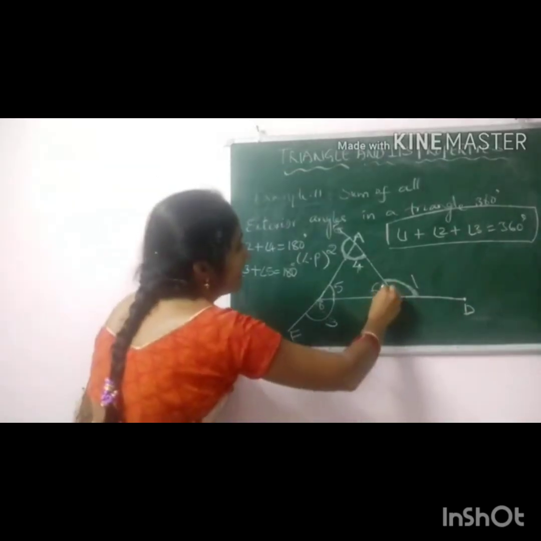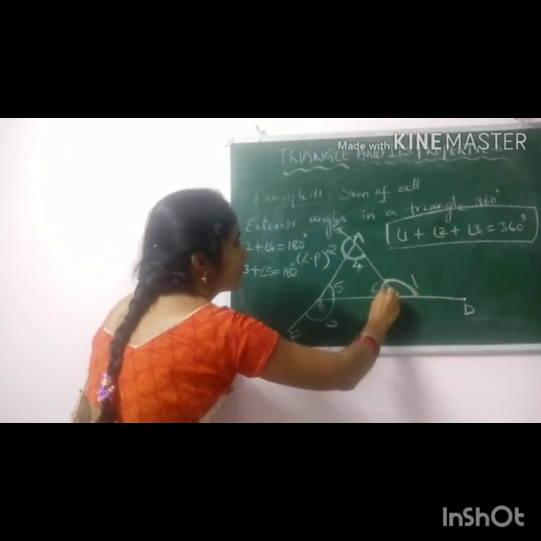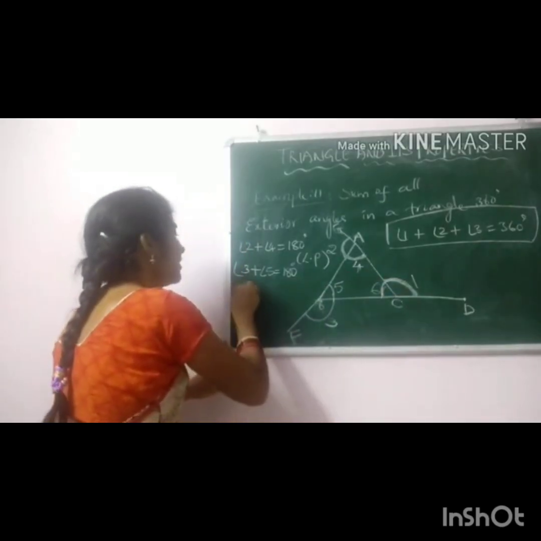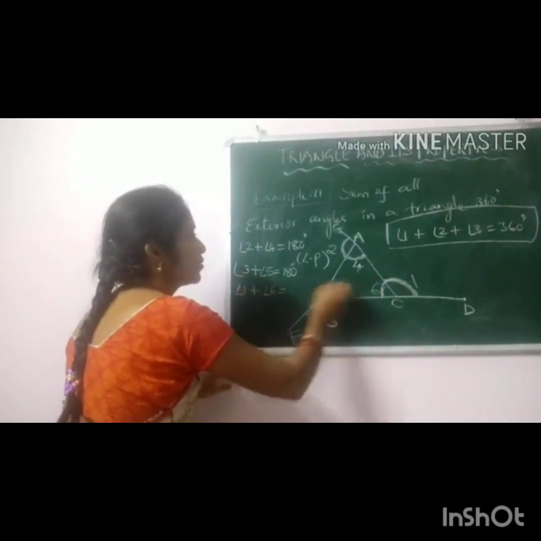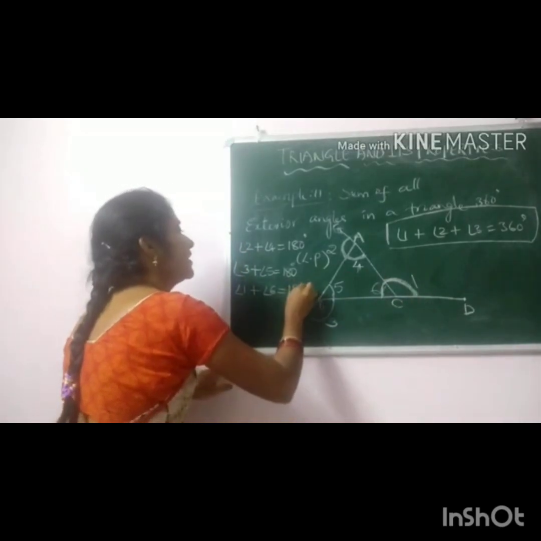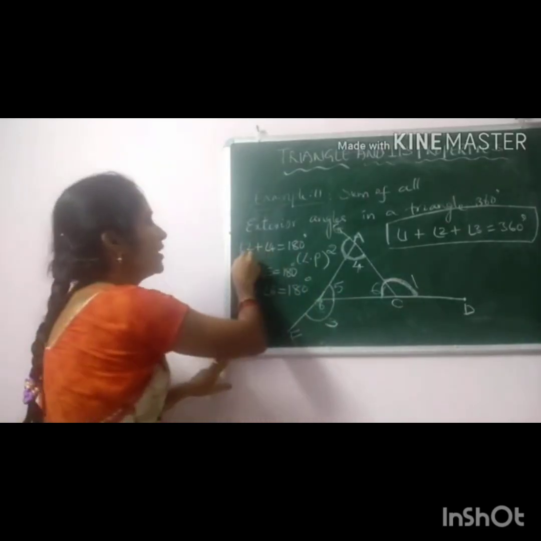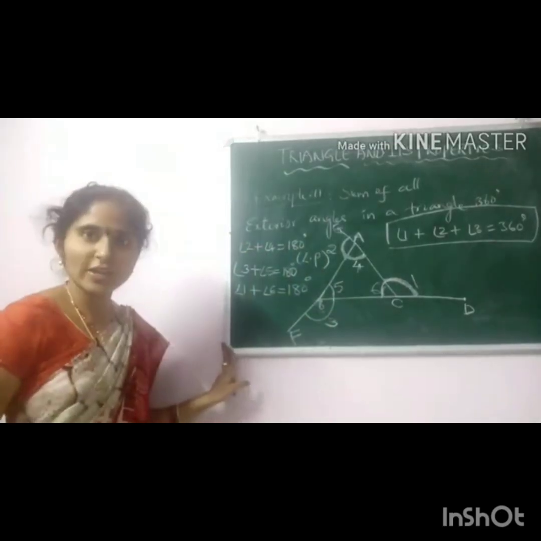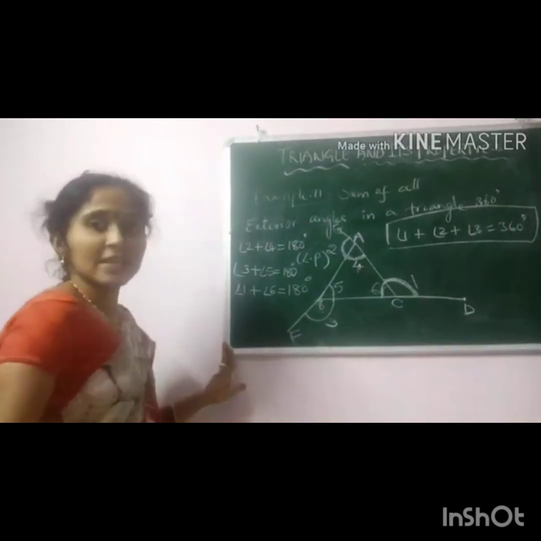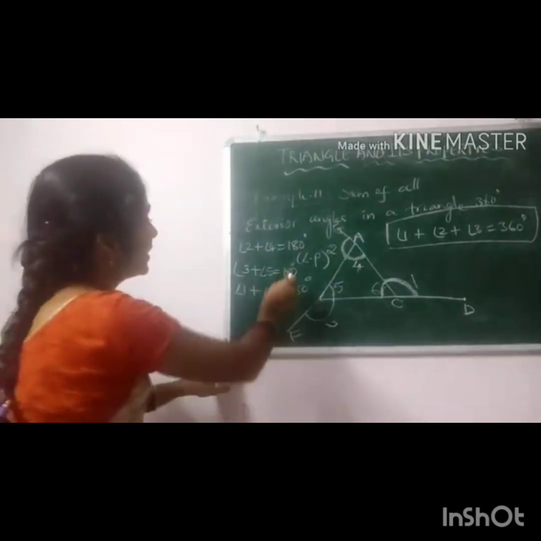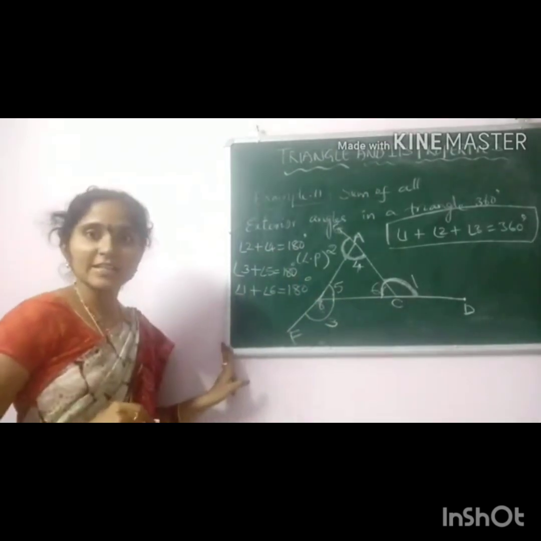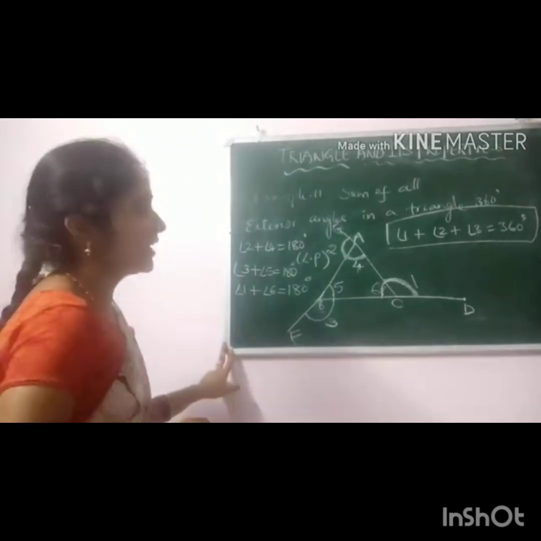And here angle 1 and angle 6 also form a linear pair. So here what do we observe? Angle 2 plus angle 4 is equal to 180 degrees. Angle 3 plus angle 5 is equal to 180 degrees. Angle 1 plus angle 6 is equal to 180 degrees.